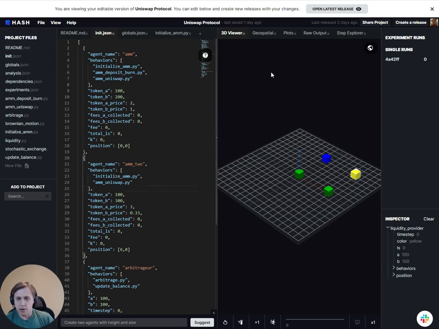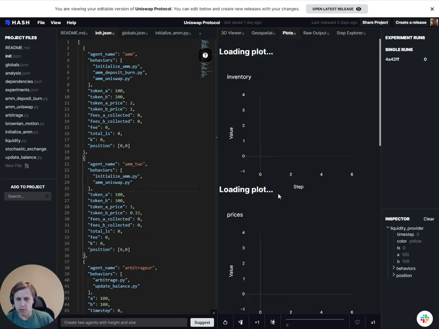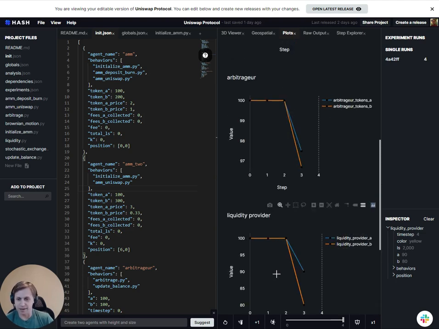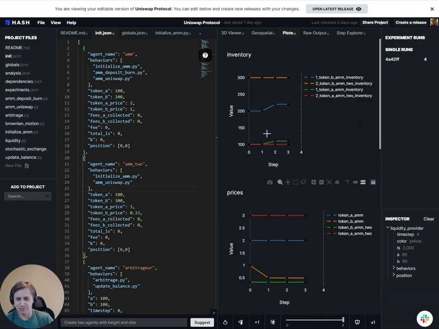All right, let's run this. Switch over to the plots view, and I'm gonna step through the simulation and talk about what's happening. There are a lot of graphs actually showing what's happening. Let's just start from the top. This is the inventory of AMM1 and AMM2.